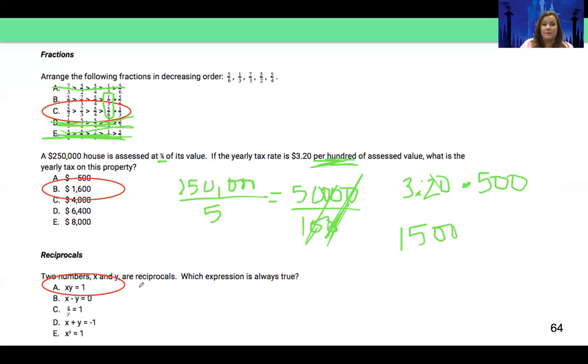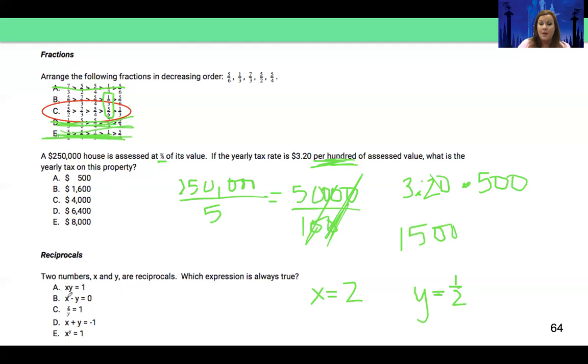Now this next one, let me take these off so you don't have to see. It says 2 numbers, X and Y, are reciprocals. Which expression is always true? I have students that struggle with this because they're not giving you numbers. This is very ambiguous. Okay, so I tell them when they do something like this, pick a value for X and Y. I'm going to let X be equal to 2. So then the reciprocal of 2 would be 1/2. I didn't use 1 because the reciprocal of 1 is 1. Wouldn't do anything.